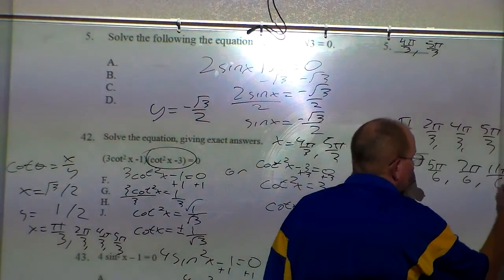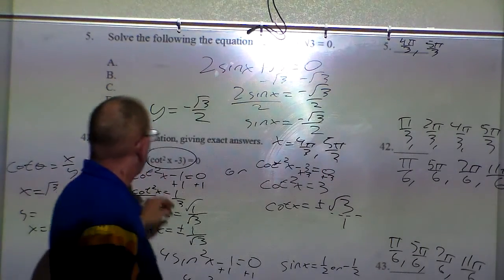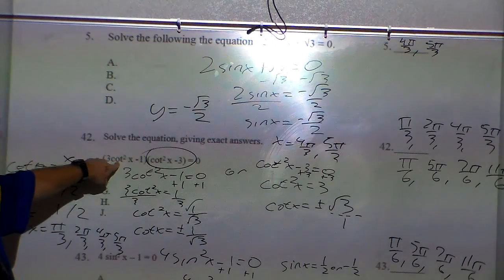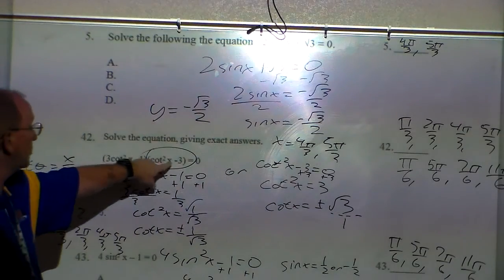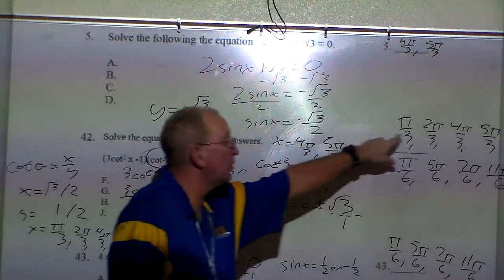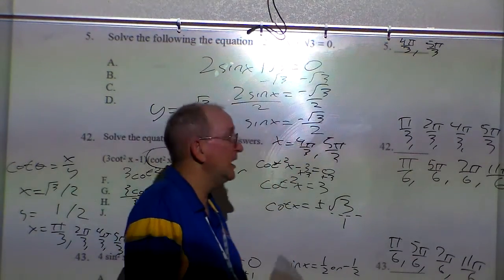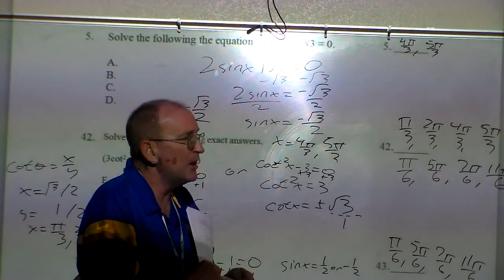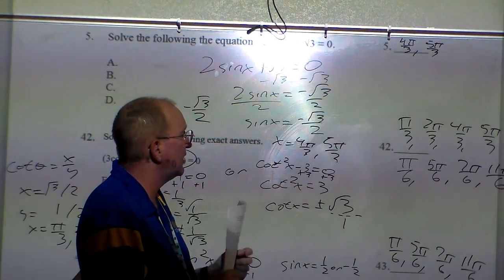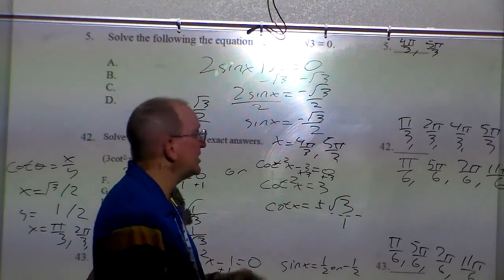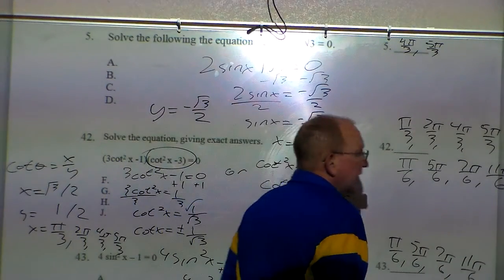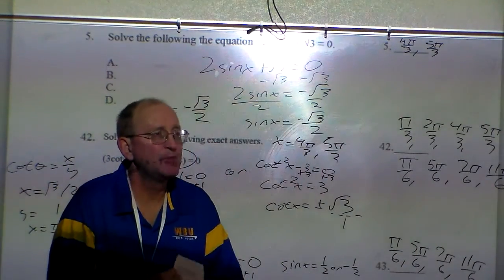So this one, because it was squared, this one answer had 4, and this one answer had 4, giving me a total of 8 answers.